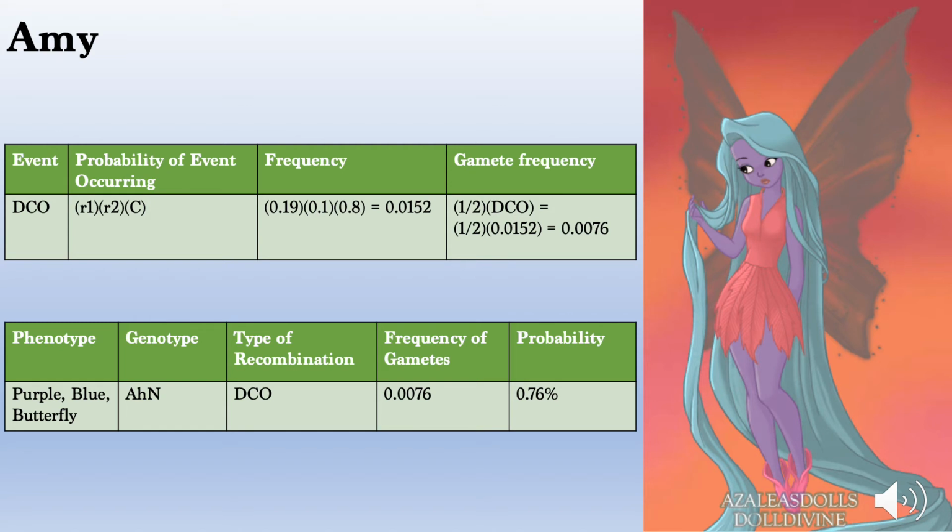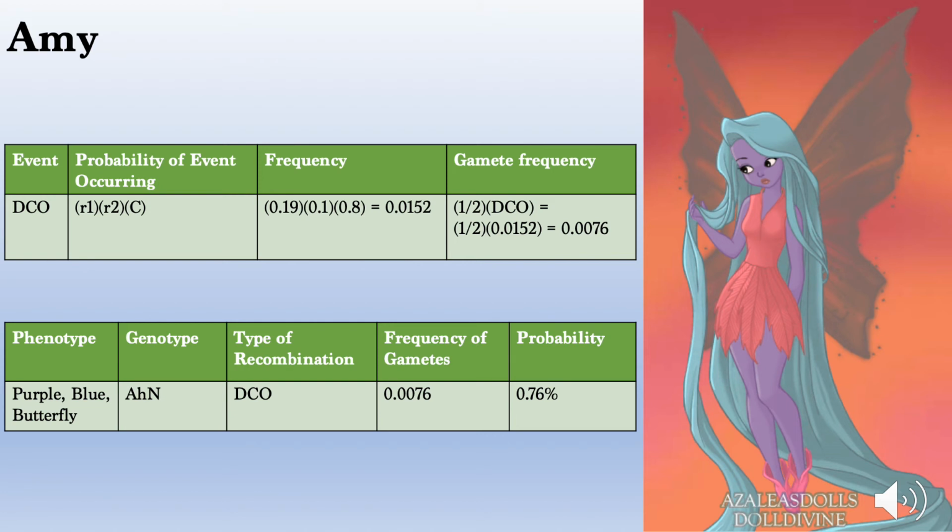Amy's specific phenotype resulted from a double crossover event. To determine the probability of this, you multiply R1, 0.19, R2, 0.1, and the coefficient of coincidence, 0.8, which equals 0.0152. This number is the frequency of a double crossover event occurring as a whole, which means the results could either be offspring that has purple skin, blue hair, and butterfly wings, or it could be offspring with green skin, white hair, and curly wings.